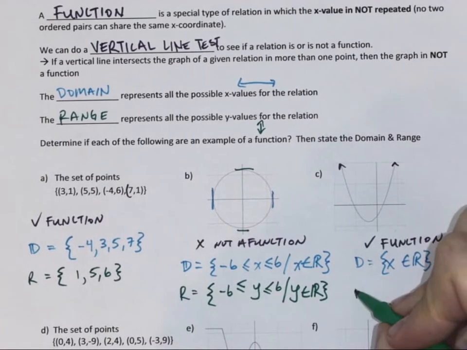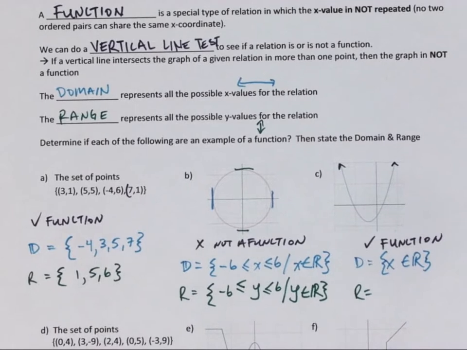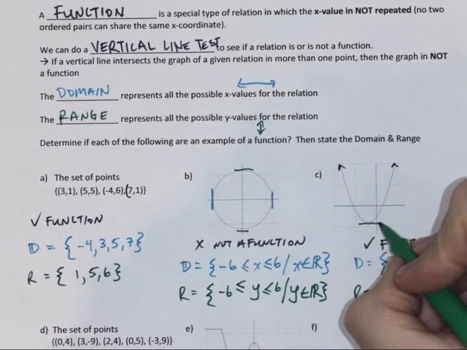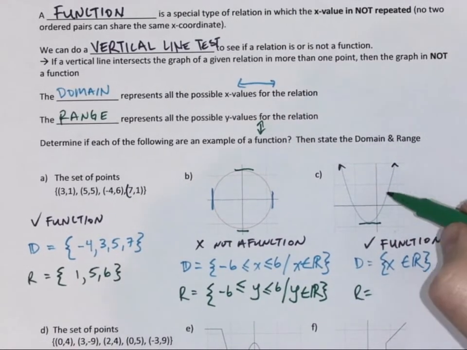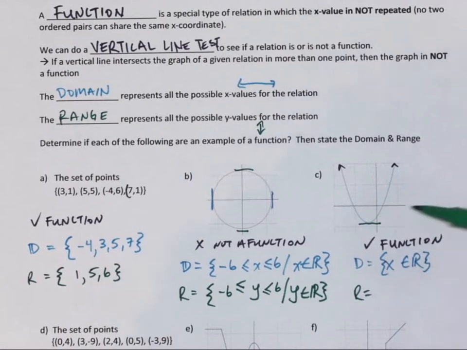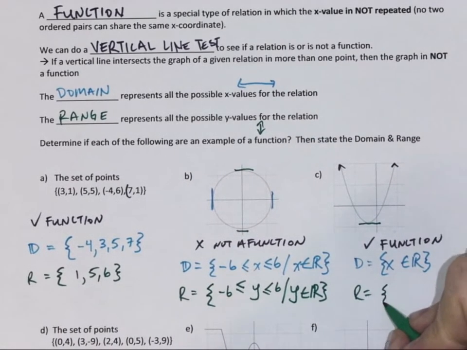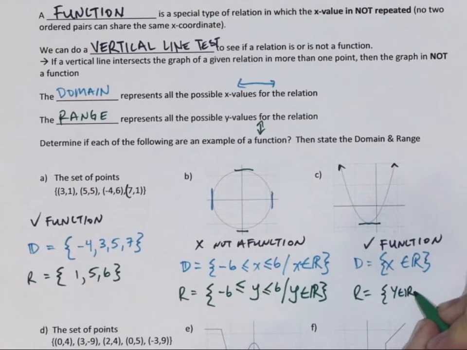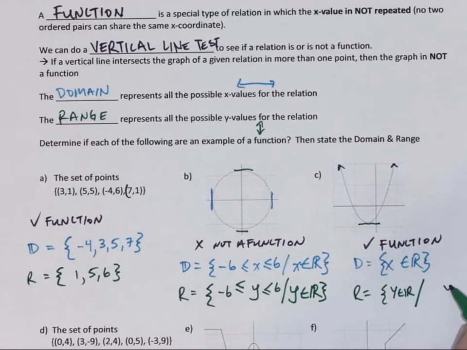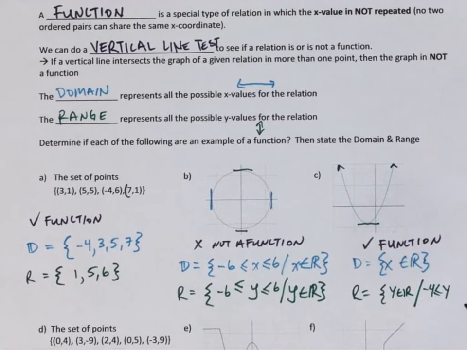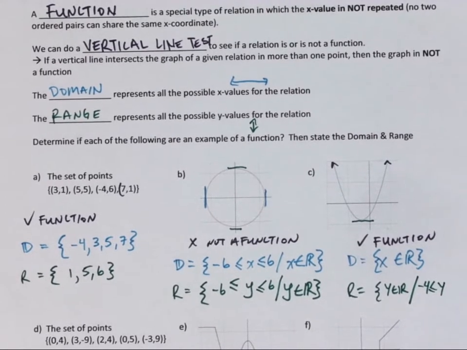For range, we think the same sort of thing, except there is a minimum because it opens up. And our minimum here is negative 4. So if I were to put y as a set of all real numbers such that y is greater than negative 4, I can close that off. Or I could add infinity, but this open-ended is fine.